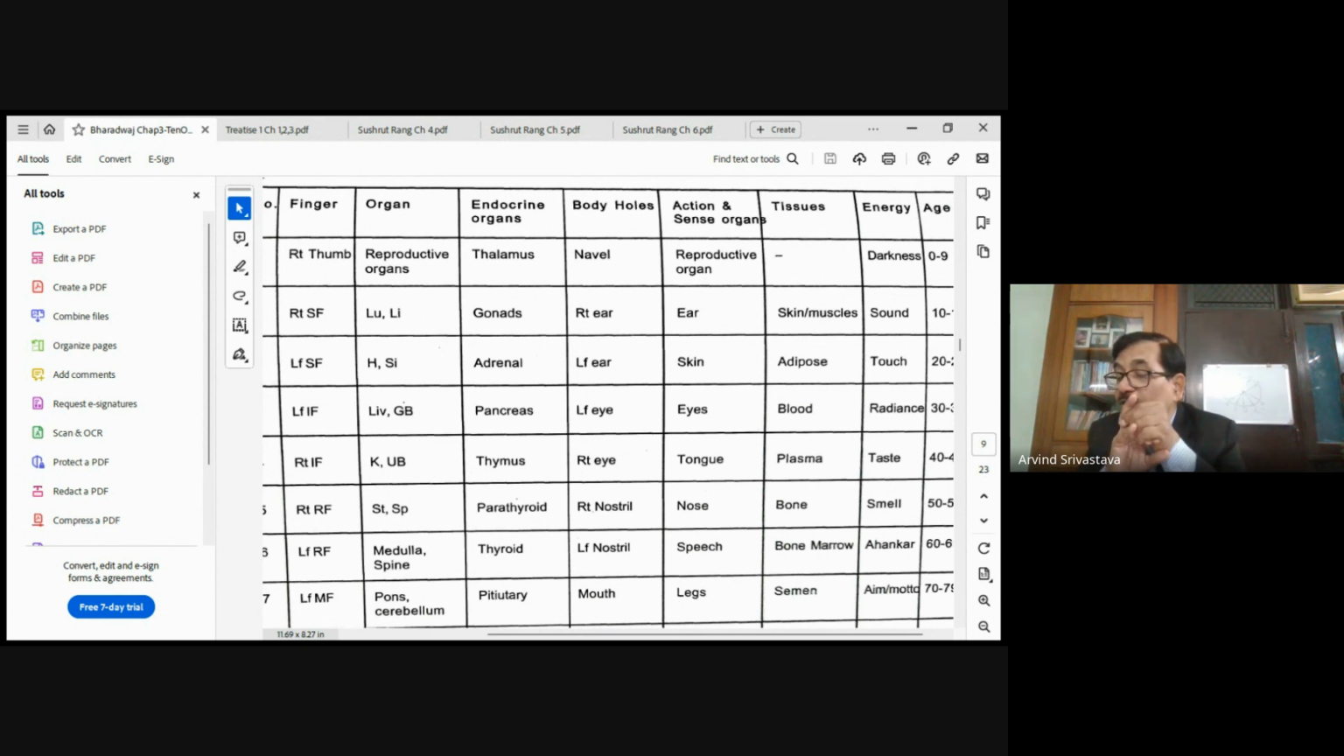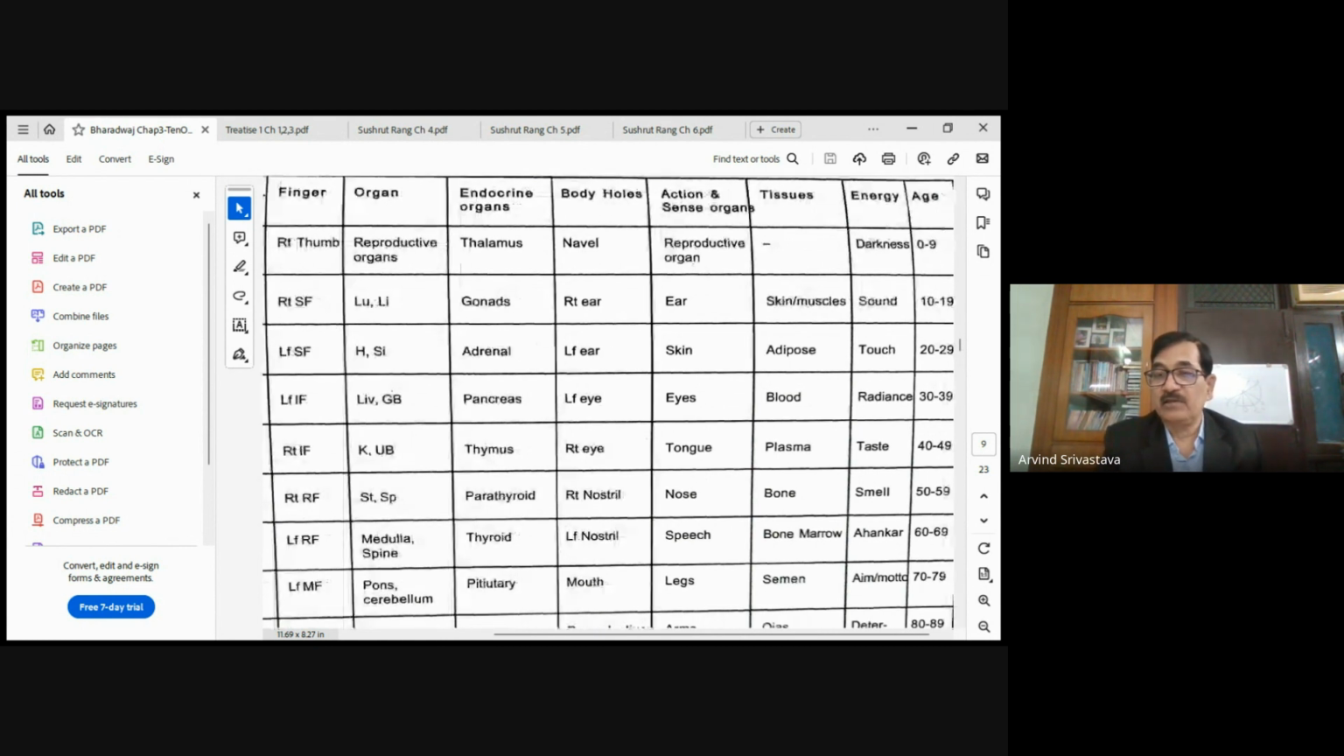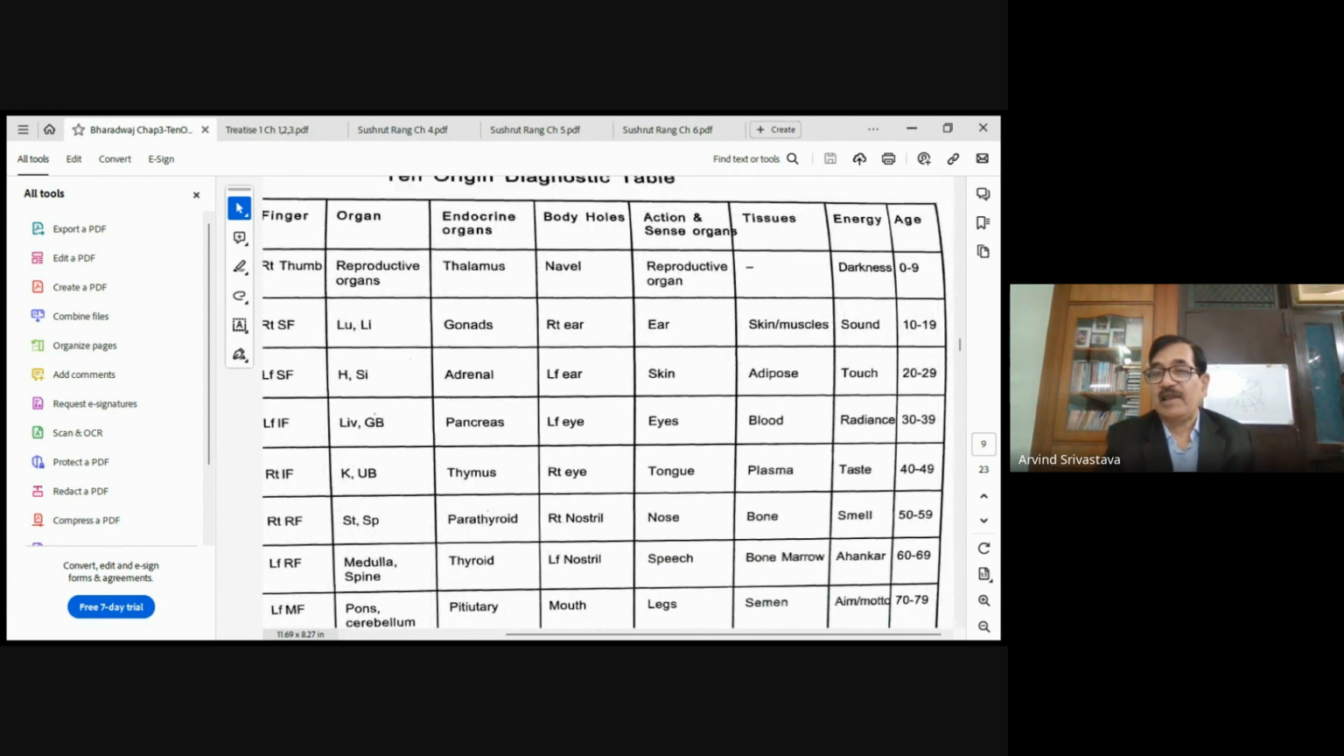And what is after bone? Bone marrow, number six. And then it is shukr, that is ova or semen. And ojas, what we have last, is on the right middle finger. So in this way, the last age has been decided as 100 years, 99 years. On the basis of 100 years, ten years have been allotted there. That is the whole thing.